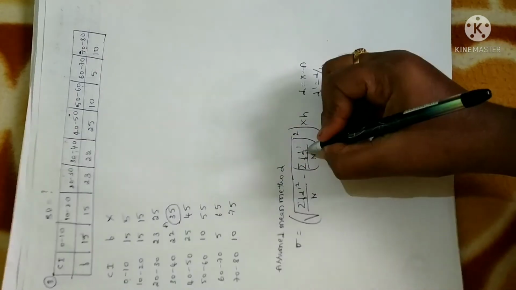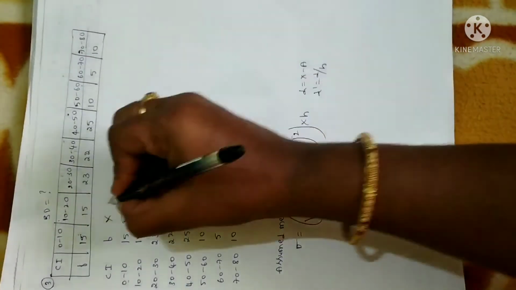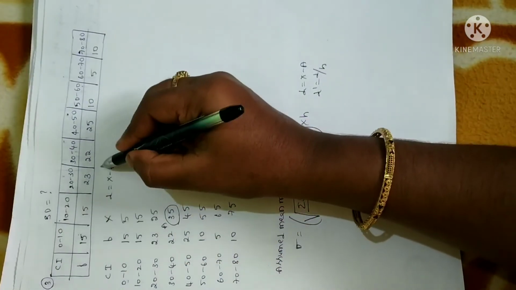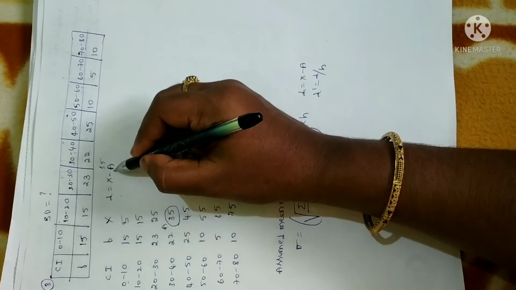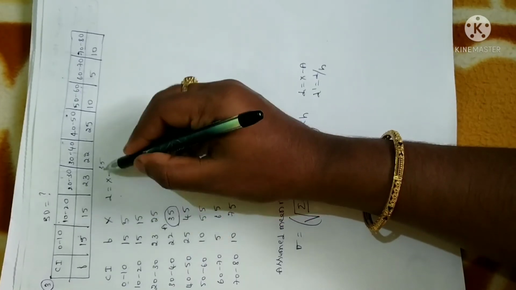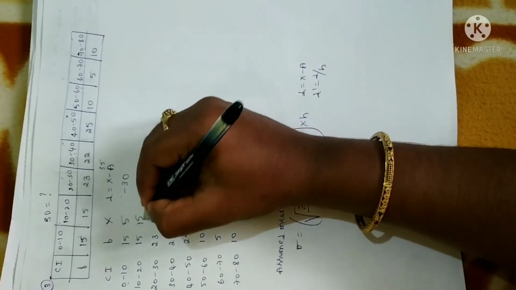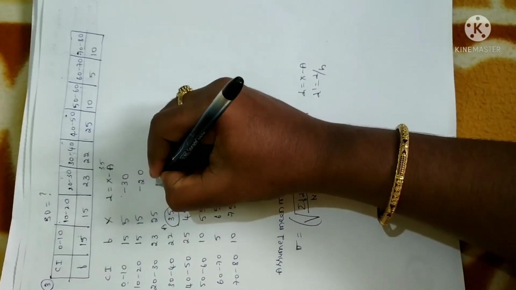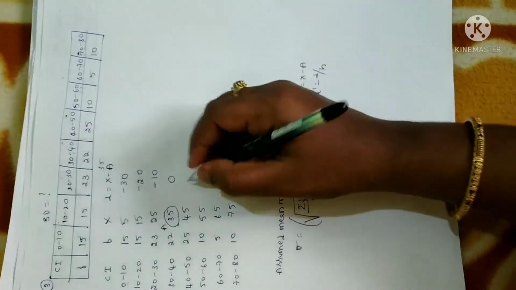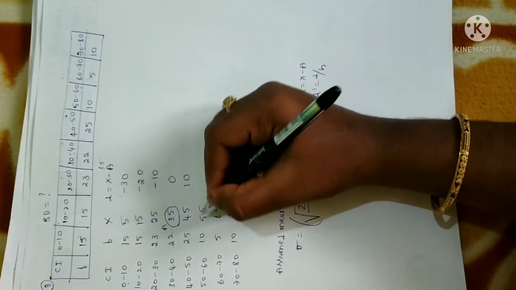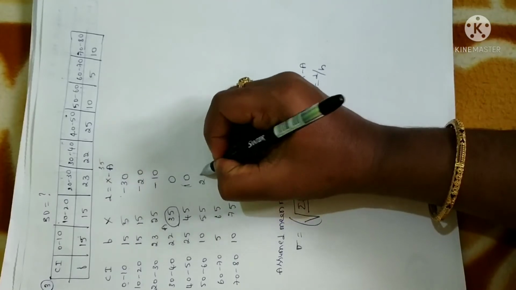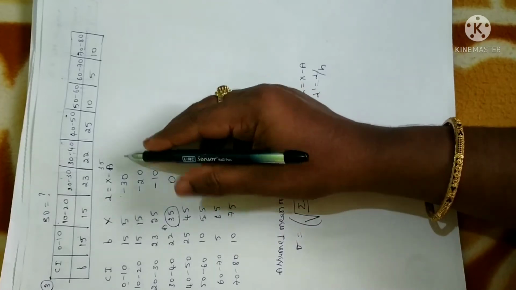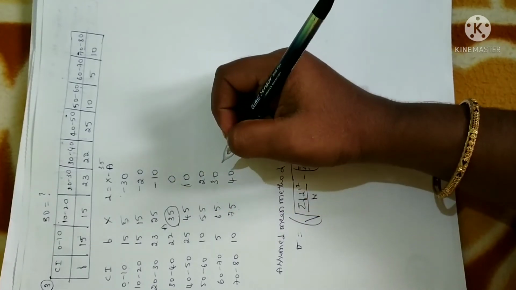Next what else we required is d. So d is given by x minus a. So let me calculate x minus a. Assumed mean is 35. So d will be x minus a, right? So 5 minus 35 is minus 30. 15 minus 35 is minus 20. 25 minus 35 minus 10. 35 minus 35 0. 45 minus 35 10. 55 minus 35 20. 65 minus 35 30. 75 minus 35 40. So I have calculated d value.